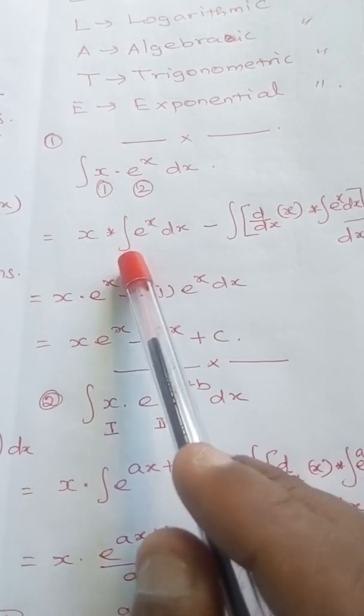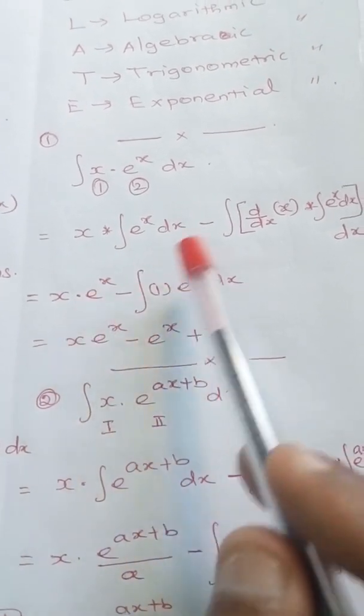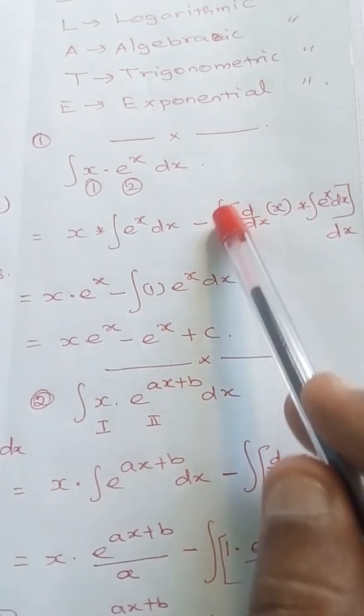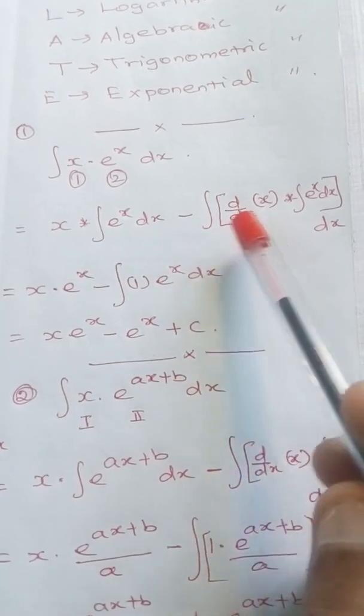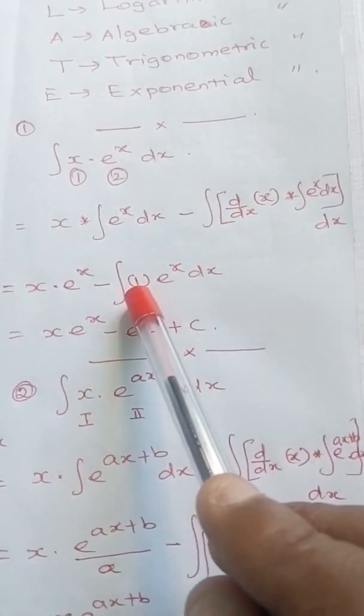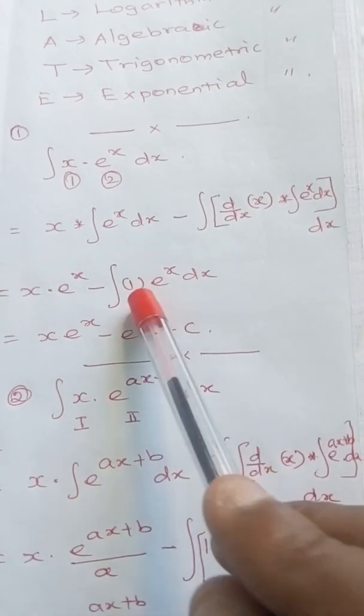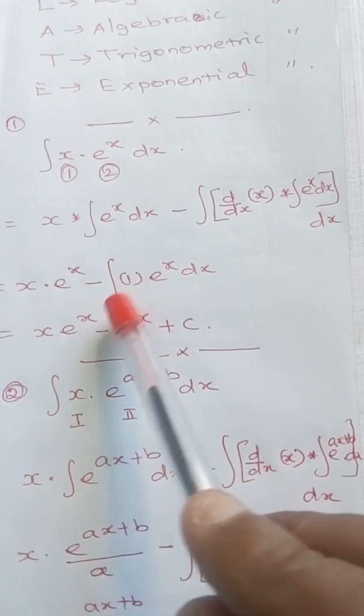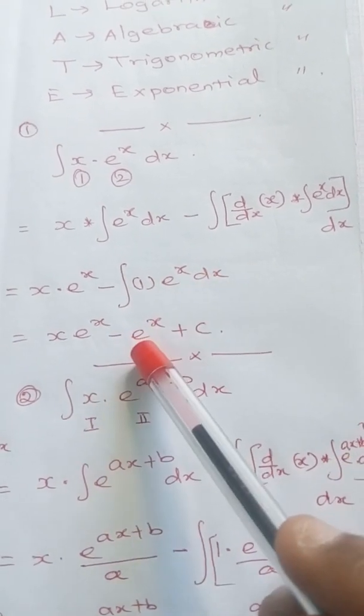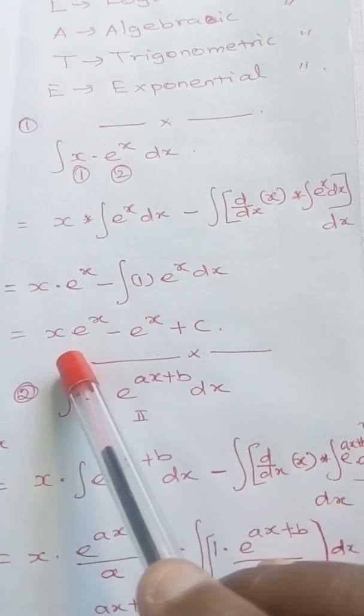x as it is, the integration of e^x is e^x, minus the whole integral of the derivative of x. The derivative of x is 1, and the integration of e^x is e^x. So 1 into e^x is e^x. Now we are calculating the integration of e^x as e^x, and this minus sign stays as it is.